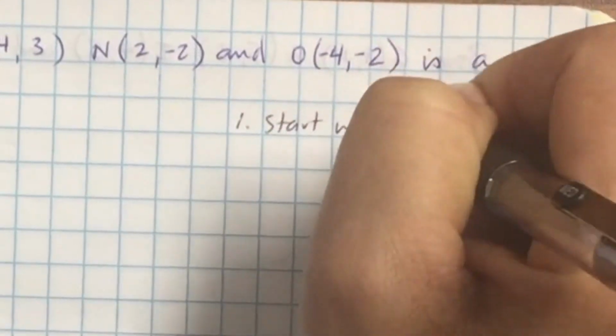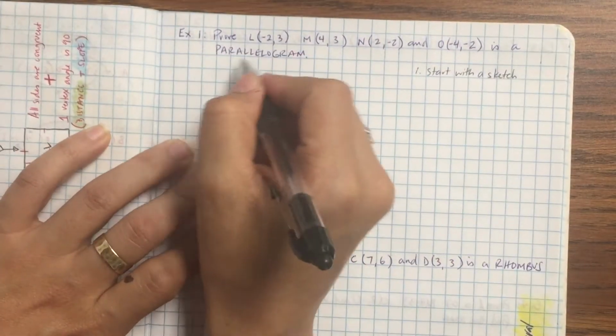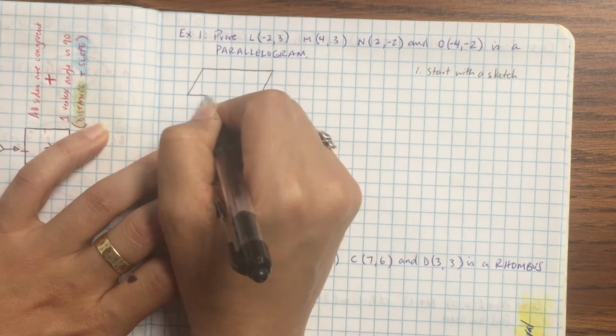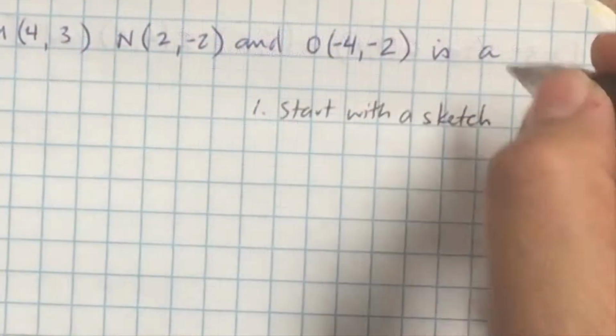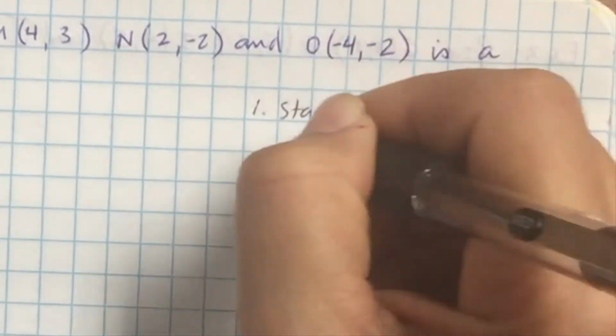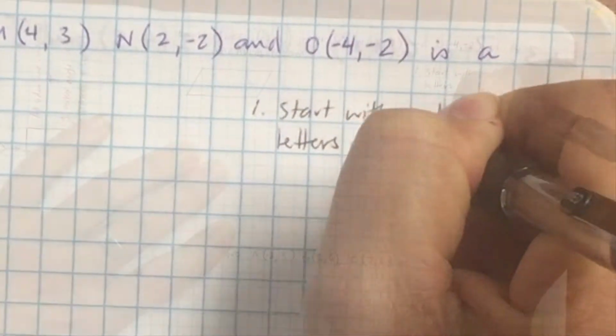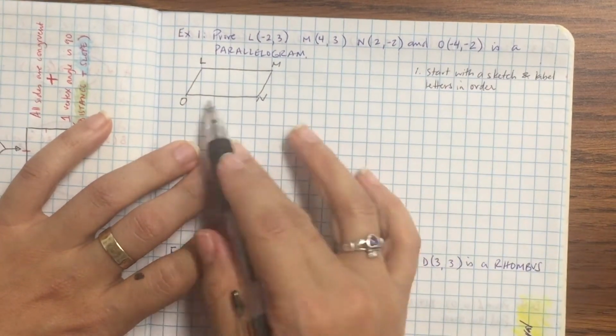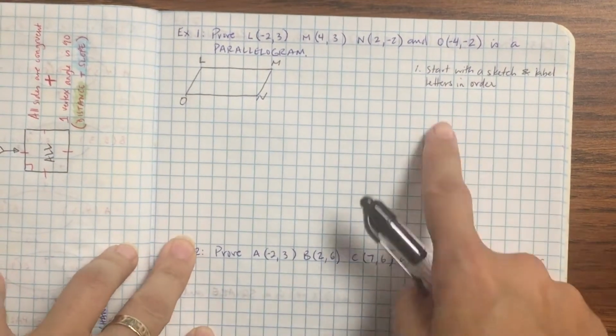All right, so let's make some points. Number 1, you're going to start with a sketch. So let's go ahead and sketch a parallelogram. No matter what the question is, start with a sketch. All right, and label the letters in order. This is a listening check, underline sketch. So start on the top left-hand corner, go clockwise, L, M, N, O, in order.